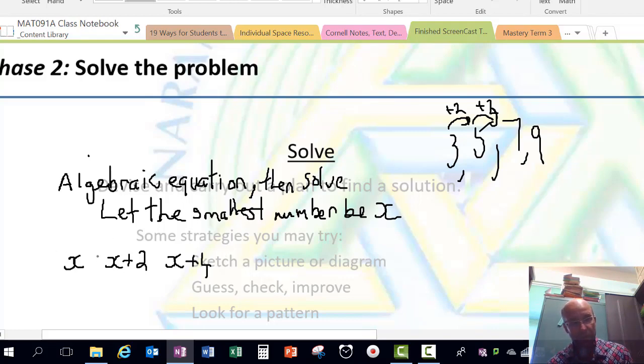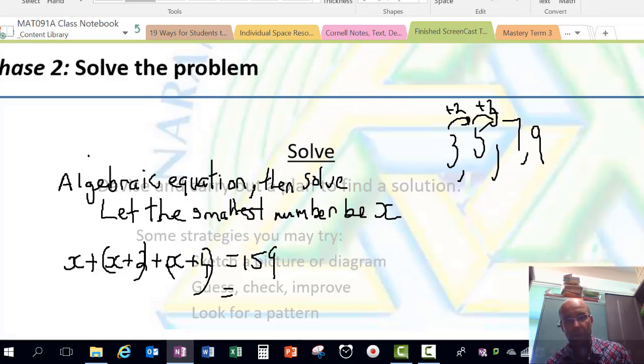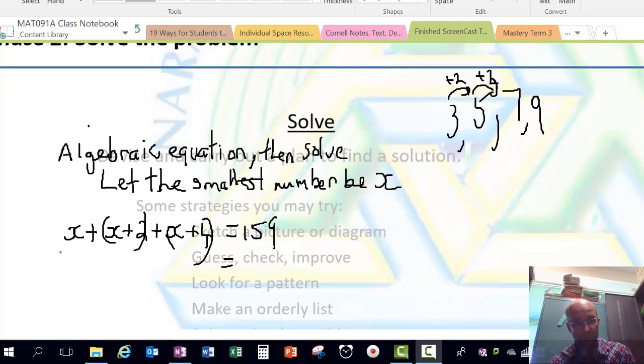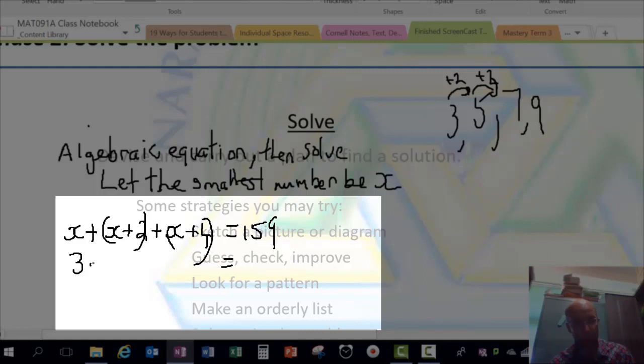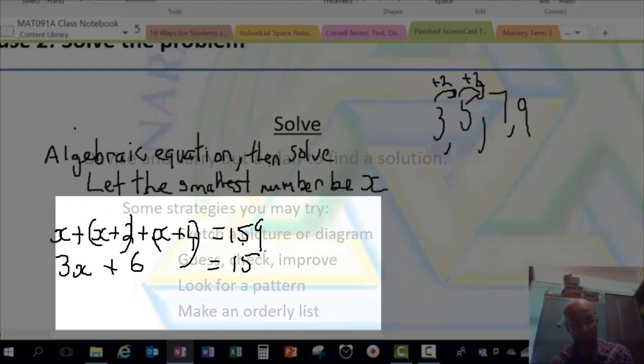So the sum of all those would mean that we've got these 3 numbers here all added together, and that equals 159. Okay, well, let's go through and see if we can simplify that. We can, because we have algebraic skills. x plus x plus x, that's 3 groups of x, so we can write that as 3x. We've got some constants. We've got a 2 here and a 4 there. That makes 6 if we collect like terms. 3x plus 6 is 159.